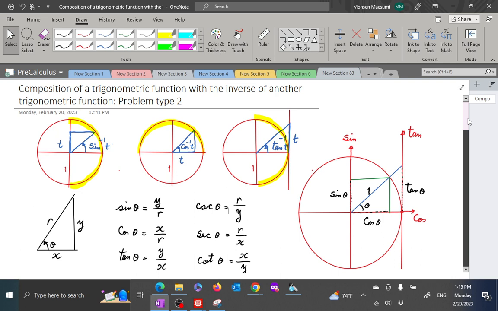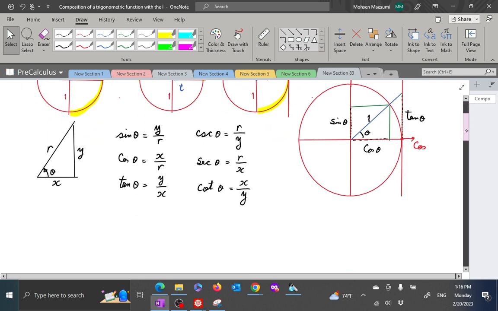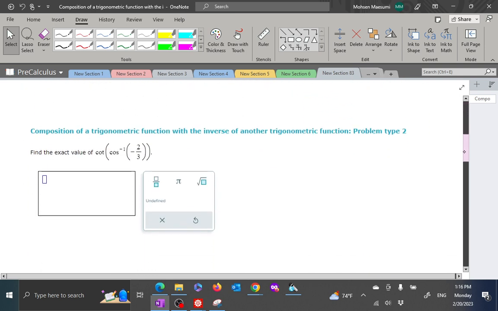Topic today is composition of a trigonometric function with the inverse of another trigonometric function, problem type 2. You see that I have drawn some pictures so that we save a bit of time. I'm going to explain how we are going to make use of all these pictures and the formulas here. So let's take a look at what we are facing.